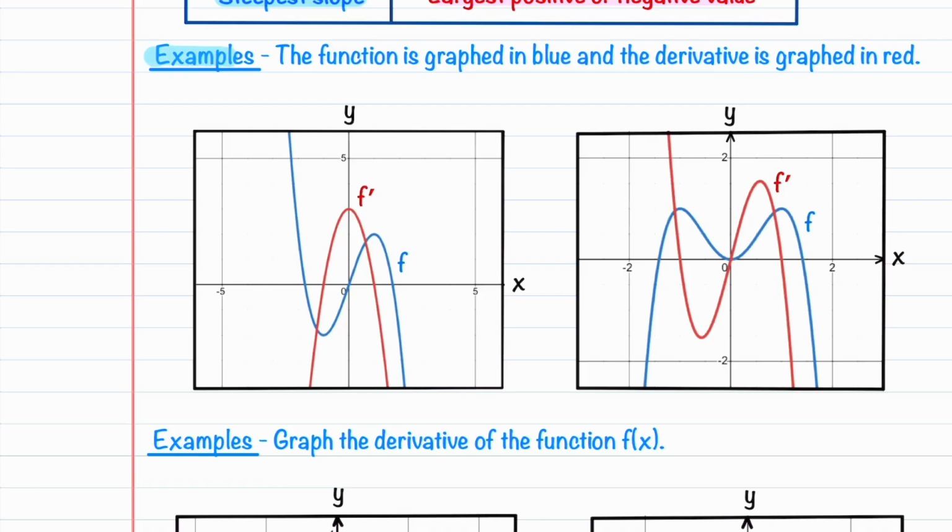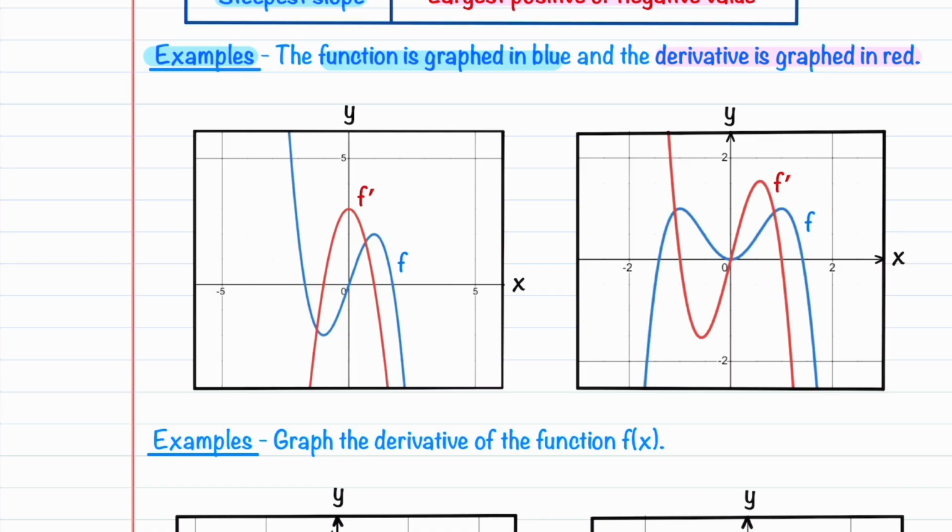Let's first look at an example where we are given a function that's graphed in blue and a derivative that is graphed in red. We're going to use this example to learn how the graph of the derivative relates to the graph of the function.